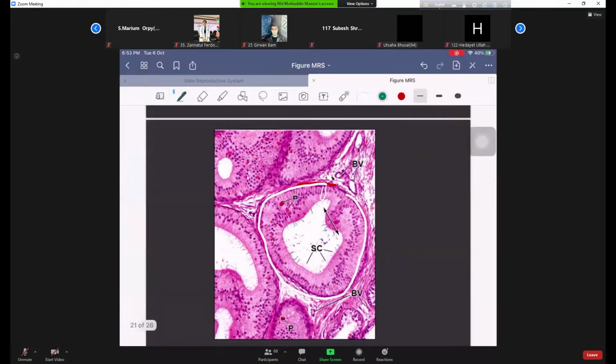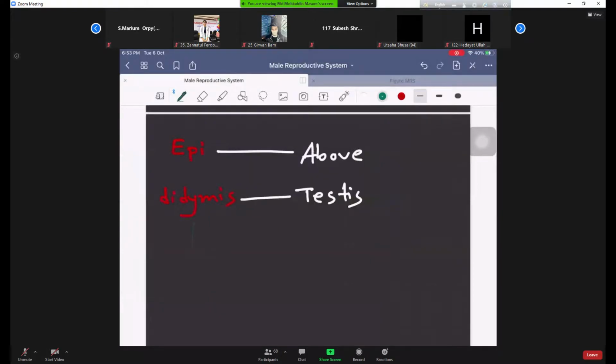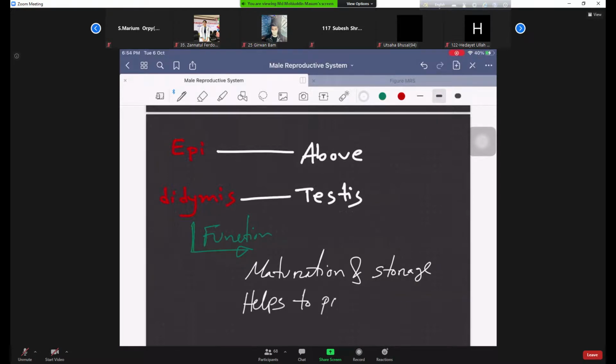So what are the functions of the epididymis? Maturation of spermatozoa. Yes, one important function is sperm maturation and storage. Another function is that the epididymis also helps the sperm to propel into the vas deferens by peristaltic contraction, so peristaltic contraction of the smooth muscle. Okay? So these are the overall functions of the epididymis.